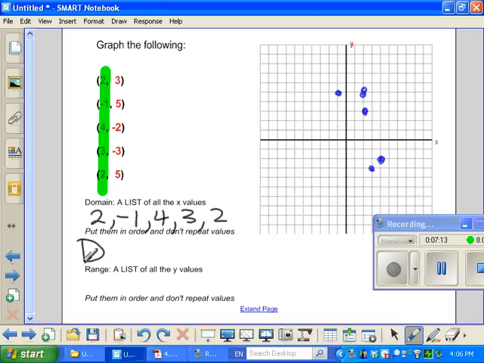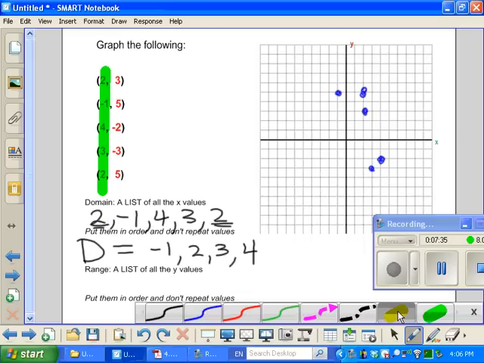So we're going to write D for domain. We're going to write equals for the word is. So the domain is negative 1, comma, 2, comma, 3, comma, 4. You'll notice again that I did not repeat those 2 2's because this is just a list. I wouldn't say that I've got 2 and I've got 2. I would just say that I've got 2. Okay? So those are all the possible x values.